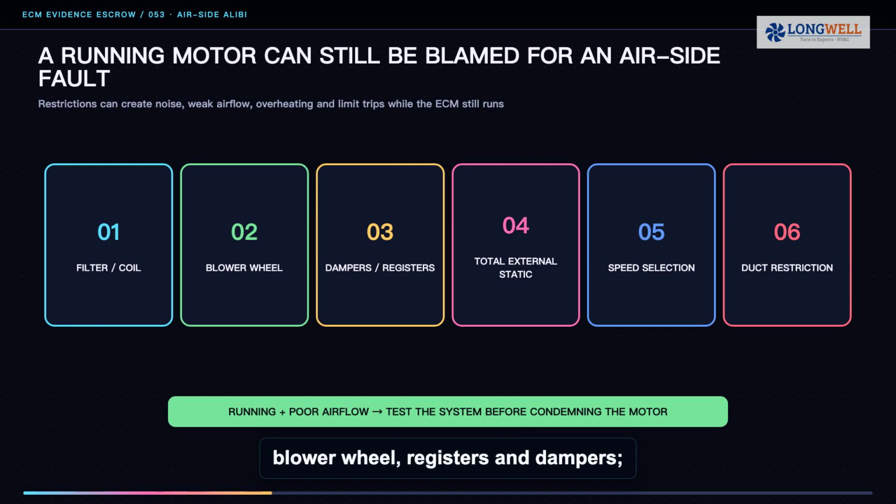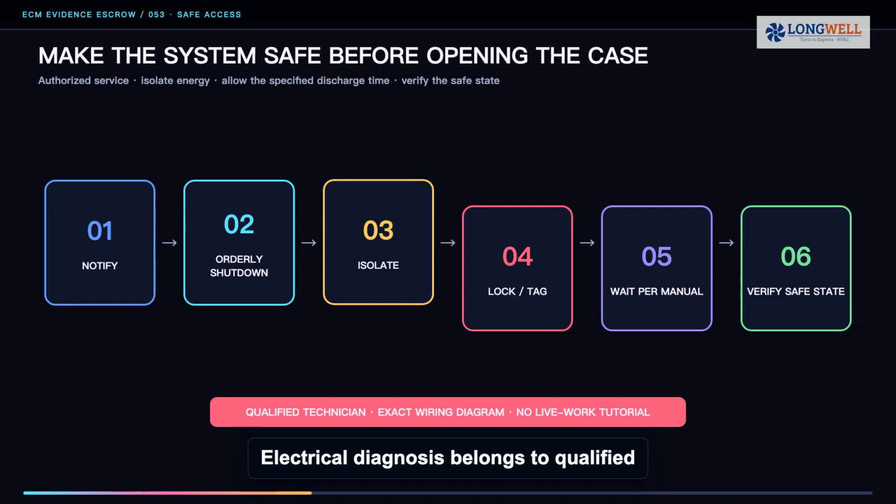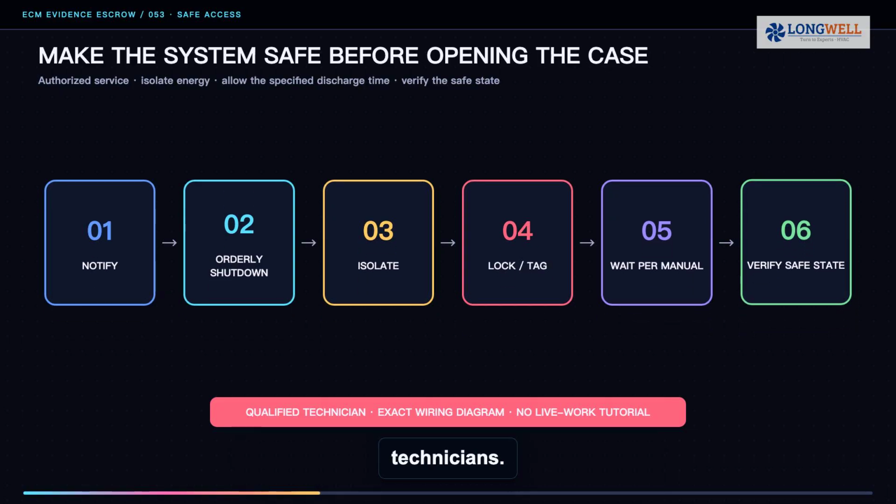Inspect filters, coils, blower wheel, registers and dampers, measure total external static pressure, and verify the selected mode against the unit documentation. Electrical diagnosis belongs to qualified technicians. Follow the site procedure, notify affected people, shut down normally, isolate every source, apply lockout or tagout, wait the discharge time specified by the product manual, and verify the safe state before disconnecting or inspecting components.